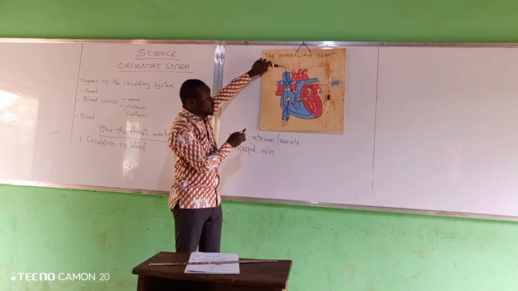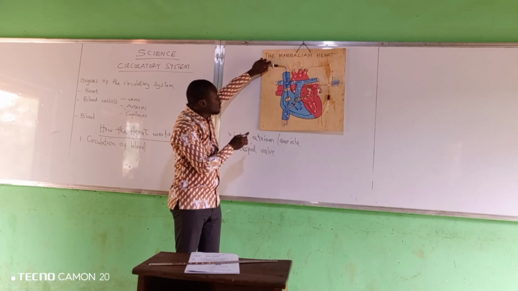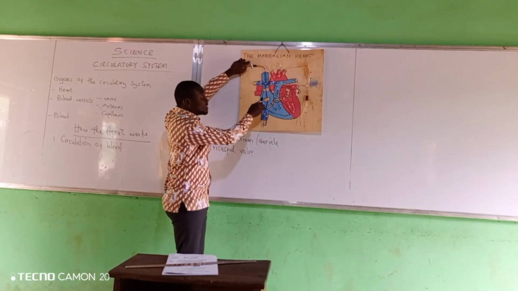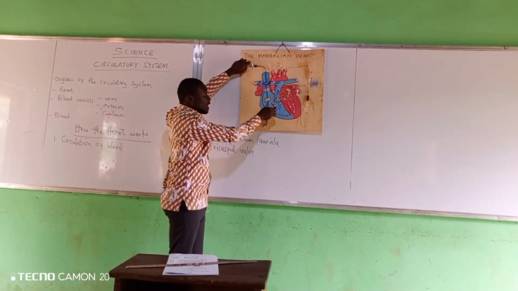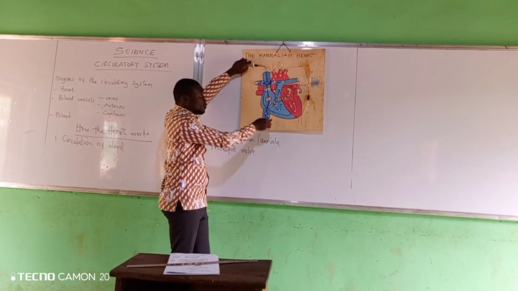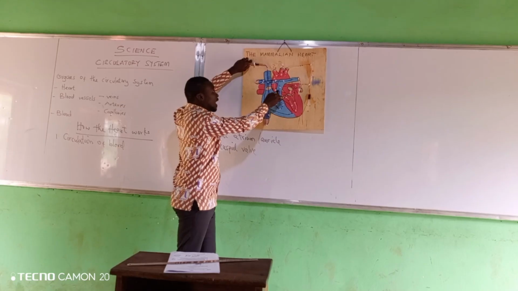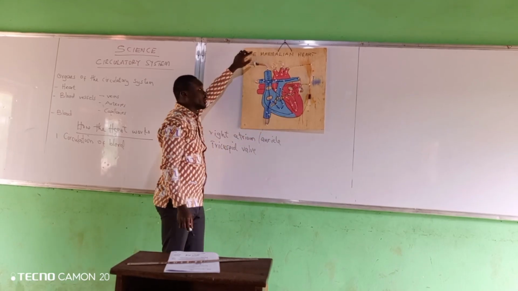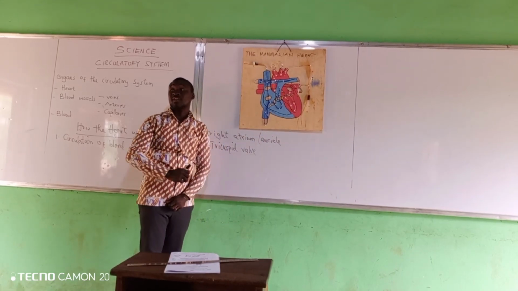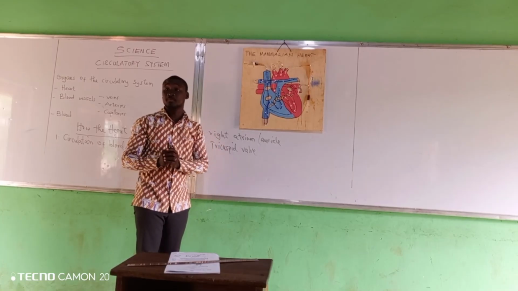So the blood is moving. It passes through the right atrium, to the right ventricle, through the tricuspid valve, then it moves up, and up it goes to the lungs. So that's the first part of the circulation.